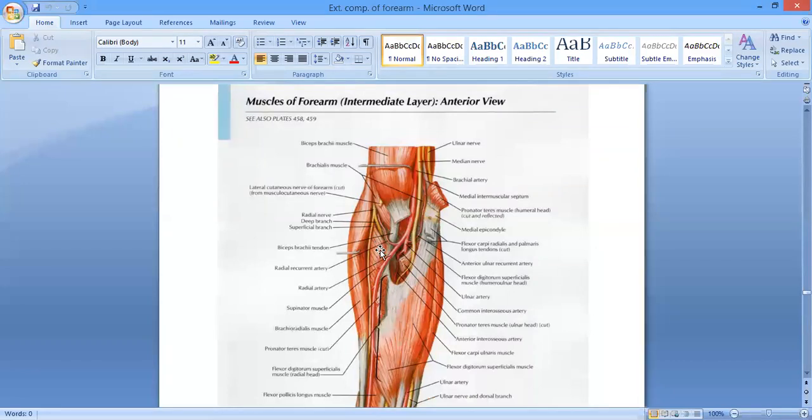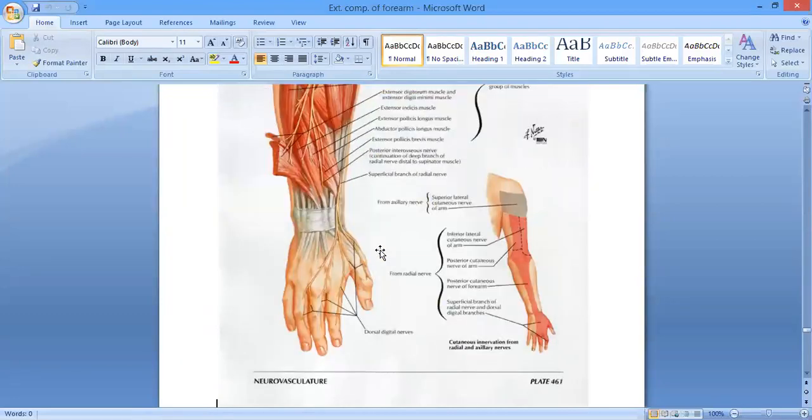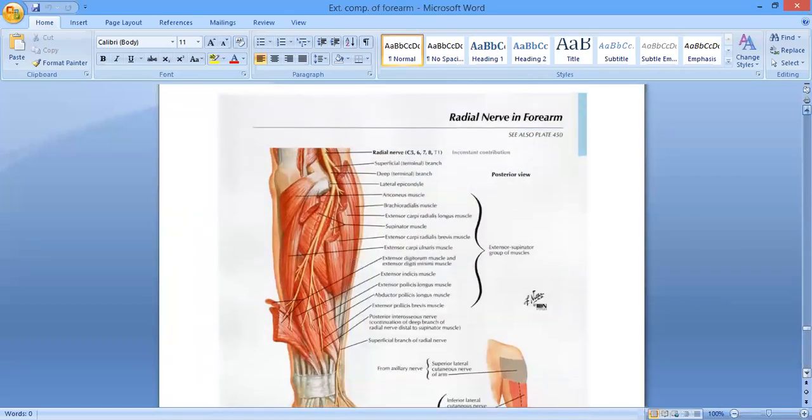In the substance of the supinator muscle, it is going to give a branch to the supinator. Okay? And after emerging from the supinator muscle, it is going to give branches towards the extensor digitorum, extensor digiti minimi, and extensor carpi ulnaris. After giving these three branches to the superficial muscles, you can see extensor carpi, extensor digitorum, extensor digiti minimi, extensor carpi ulnaris.